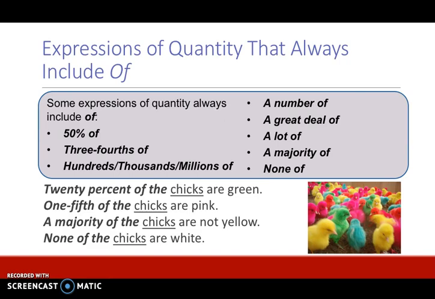Here are some example sentences. 20% of the chicks are green. 1/5 of the chicks are pink. A majority of the chicks are not yellow. None of the chicks are white.